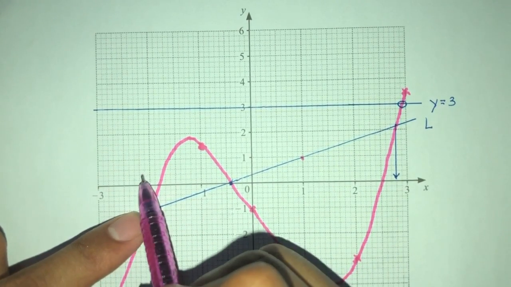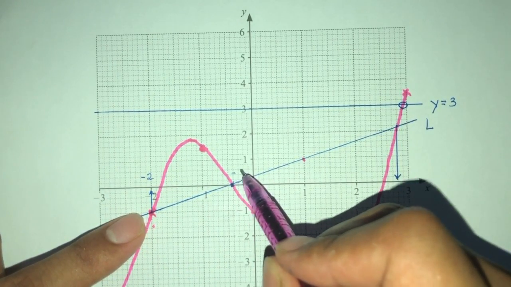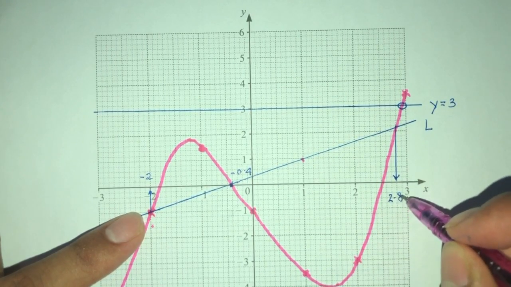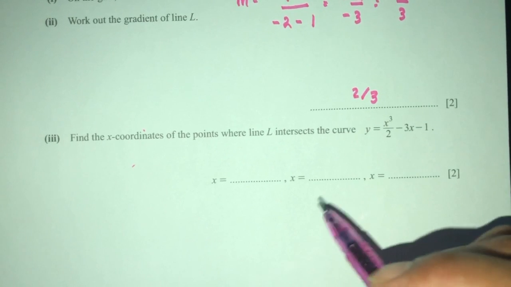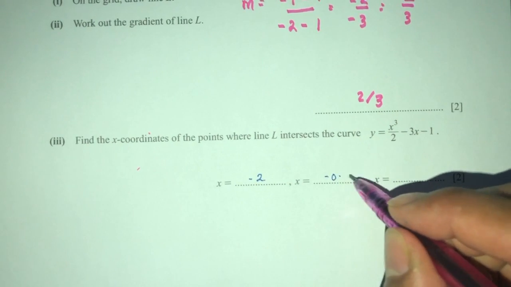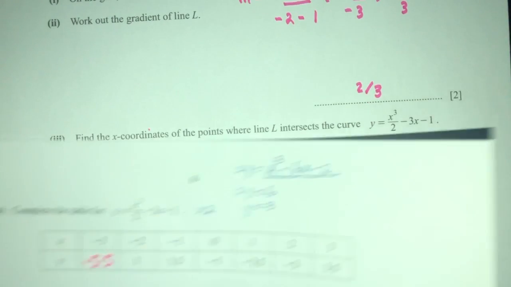So here I have minus 2 according to my graph. That should be minus 0.4, and then that will be 2.8. Again, yours may be a bit different. It depends really on where your graph intersects. So here we'll have minus 2, minus 0.4, and finally 2.8 according to my graph. That is question number 3.